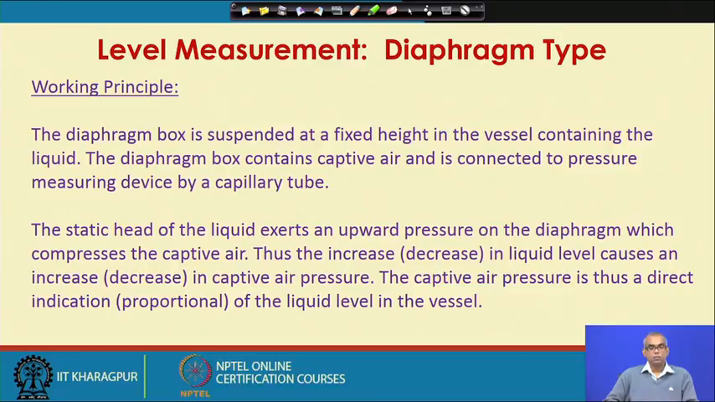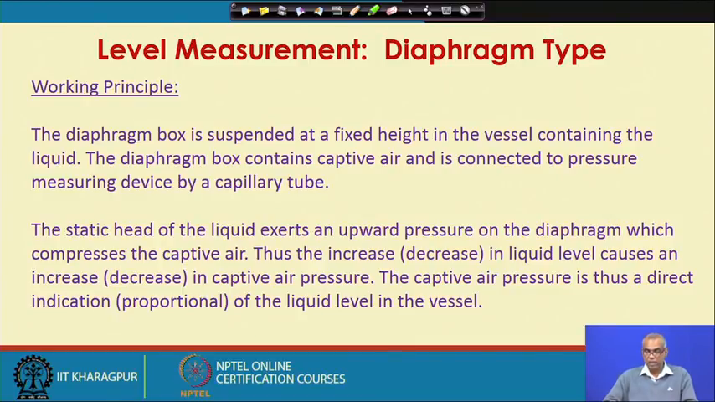So, to summarize the working principle, the diaphragm box is suspended at a fixed height in the vessel containing the liquid. The diaphragm box contains captive air and is connected to a pressure measuring device by a capillary tube. The static head of the liquid exerts an upward pressure on the diaphragm, which compresses the captive air.